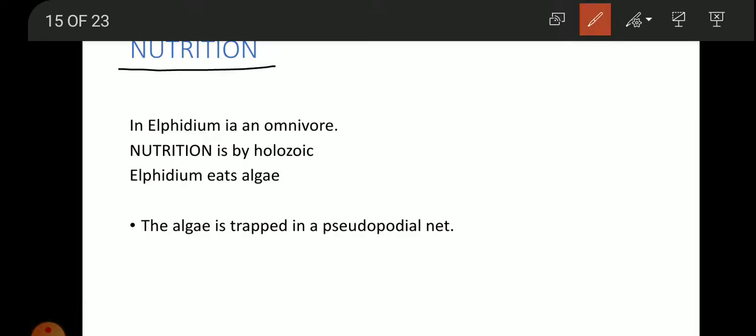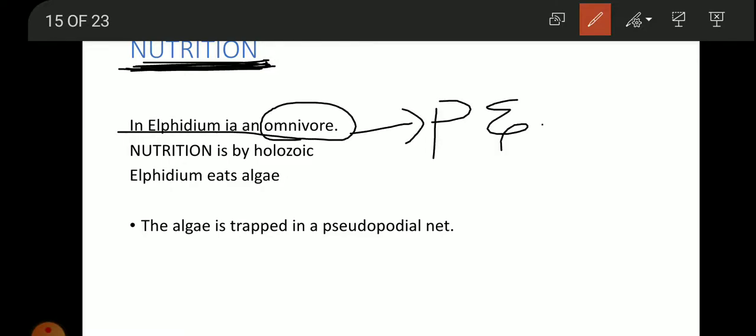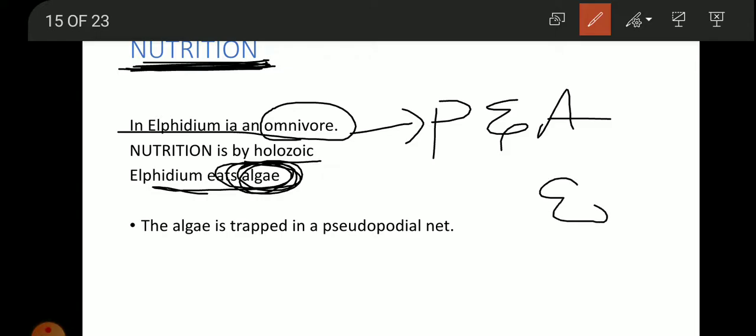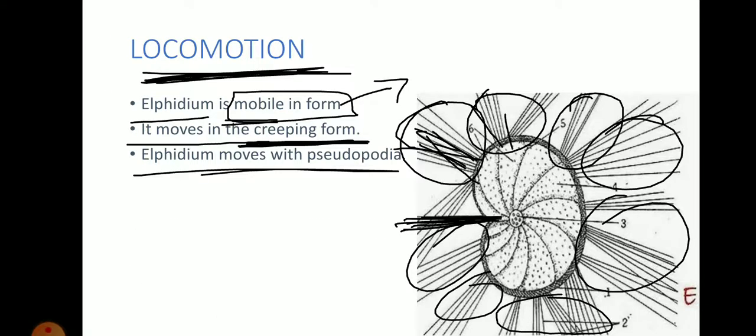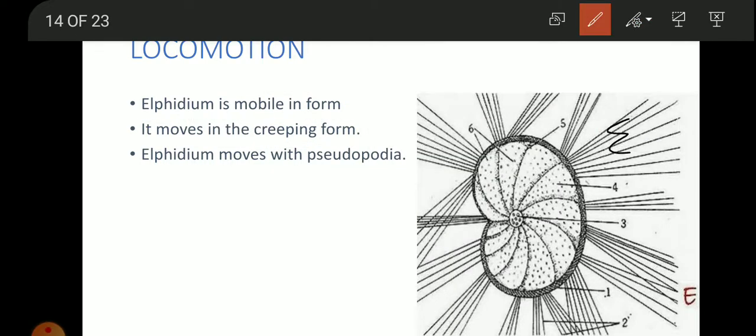Now nutrition: what does Elphidium feed on? Elphidium is an omnivore, that is, it feeds on both plants as well as animals. It is holozoic by nutrition, and it feeds on algae. How does it feed on algae? Assume this is algae. If it comes nearby Elphidium, it traps it in the net. Which net? The pseudopodial net. As I have told you earlier, the pseudopodia is a net-like structure in Elphidium, hence it is called reticulopodia. It traps it, releases some enzymes and digests it.